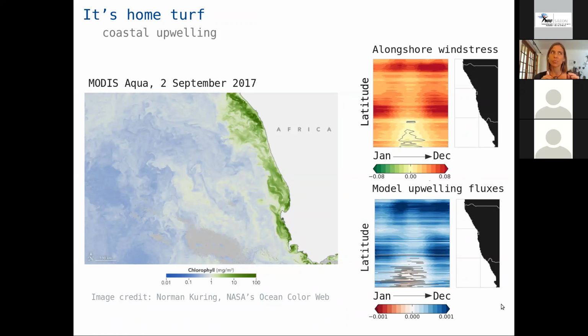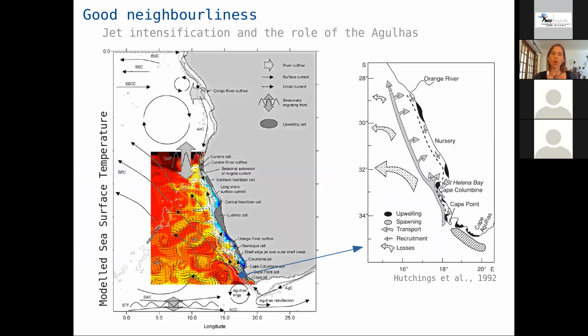The thing is, productivity does not only depend on rates of upwelling, it also requires that the nutrients are retained within a certain location. It requires that we have transport of fish eggs and larvae into a place where they can be recruited, where they can develop. So a very important feature in the southern Benguela system is the Benguela jet. Its importance lies in the fact that it transports fish eggs and larvae from their spawning area on the Agulhas Bank into St. Helena Bay, which is relatively protected, and it's their nursery area.